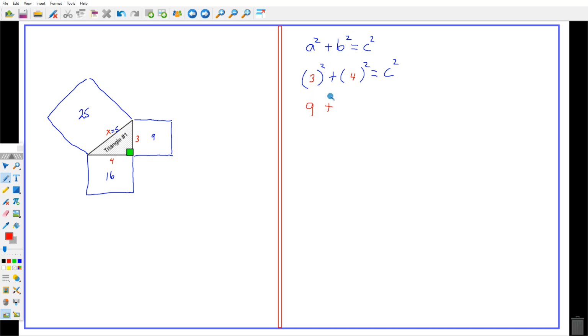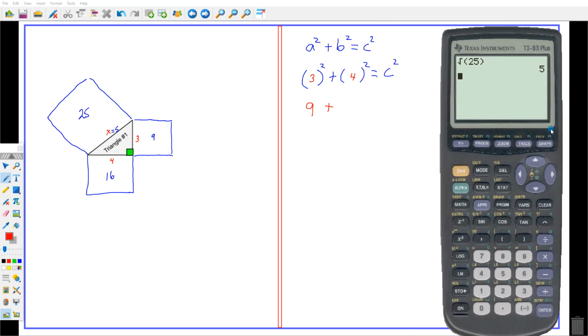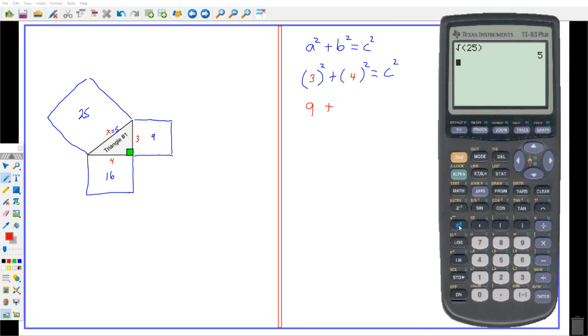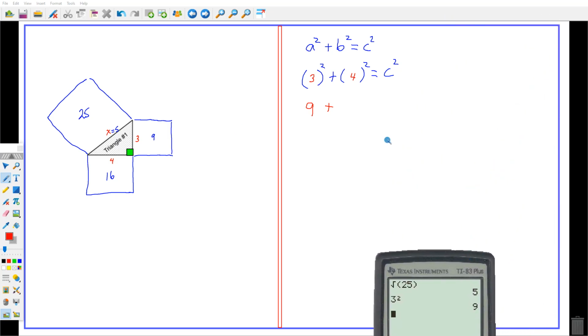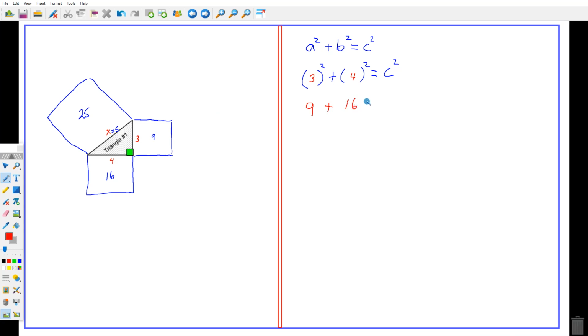You can put that in your calculator as 3 times 3, or you can use an exponent 2 button or a squared button if you have it. This is the one that's on my calculator, so I could write 3 squared, and it will give me my 9. So 4 squared is 16, and that has to be equal to our c squared value. And it's the same process of what we did over here when we drew the squares on it. We're just doing it without drawing it out. 9 and 16 is 25, so 25 has to be c squared.